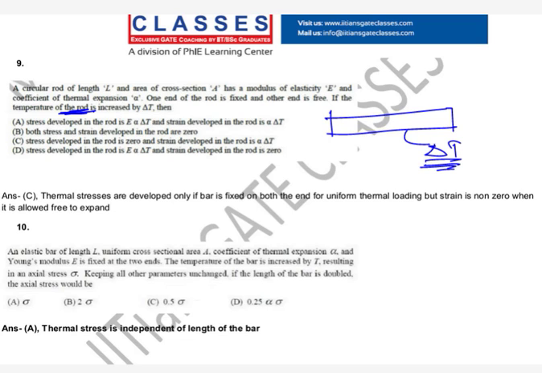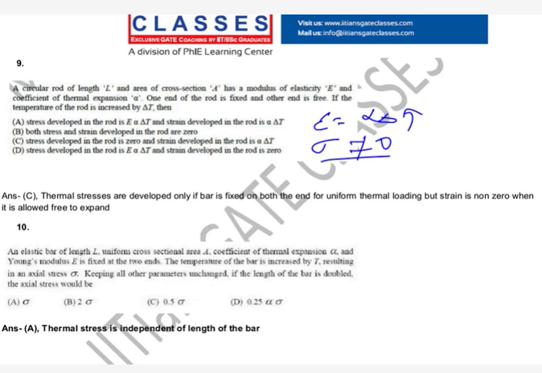So the answer is what? The answer is C. Clear? Now some people will say again Hooke's law, right? So if strain is alpha delta T, how can strain be non-zero? Actually, as I told, Hooke's law is only applicable for mechanical loading. It is not coming into the picture for thermal loading. Okay, clear? Is this clear?